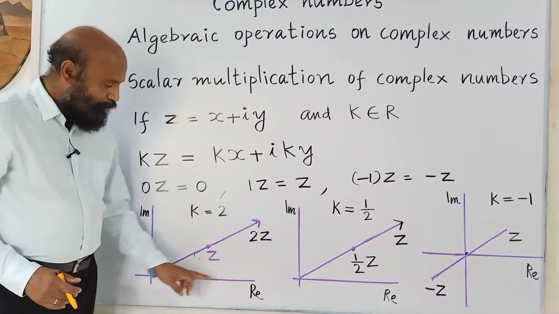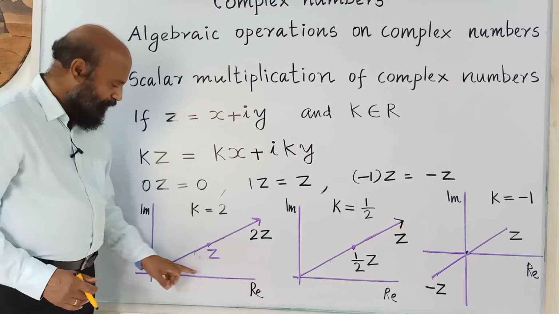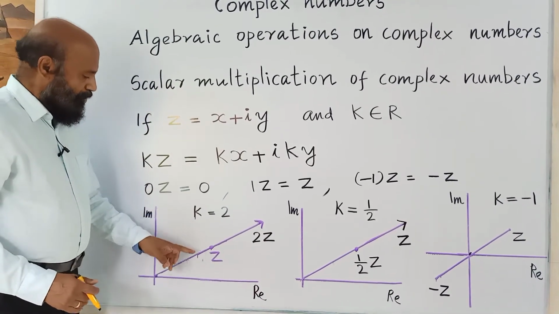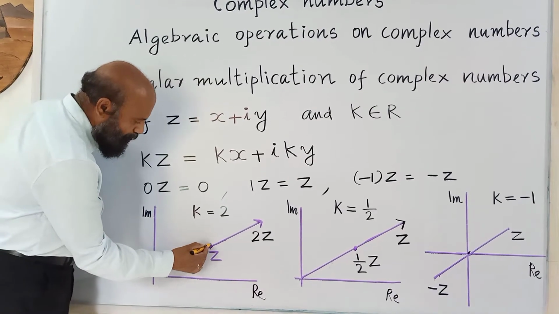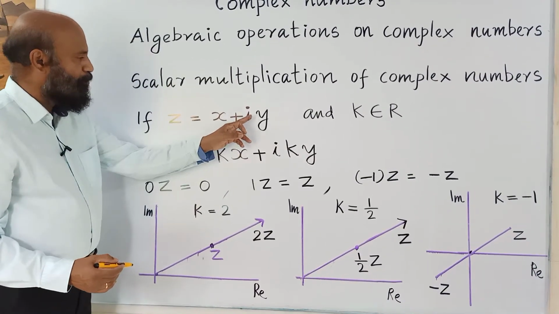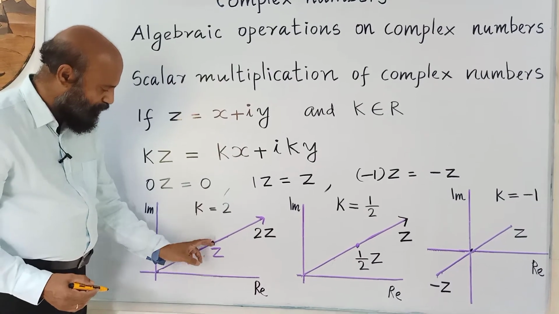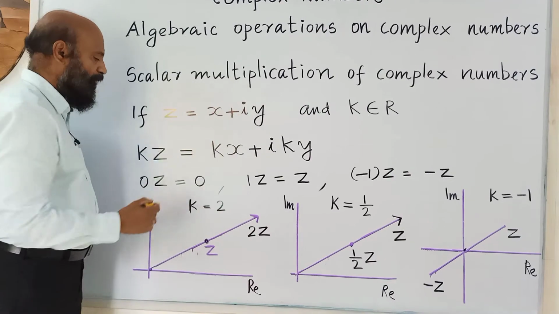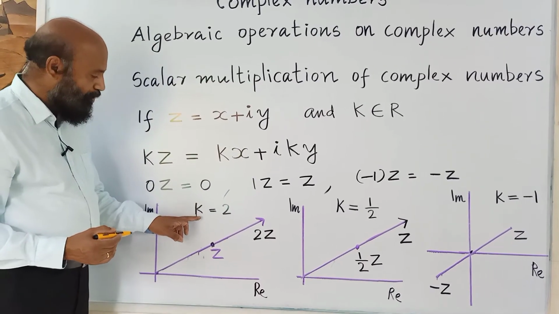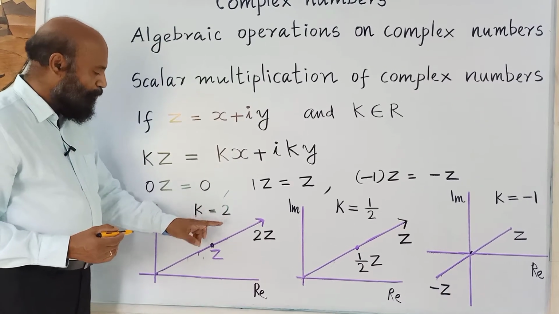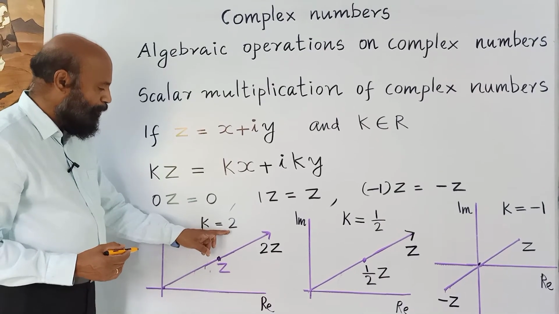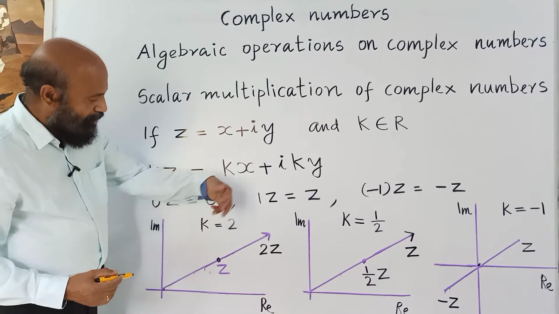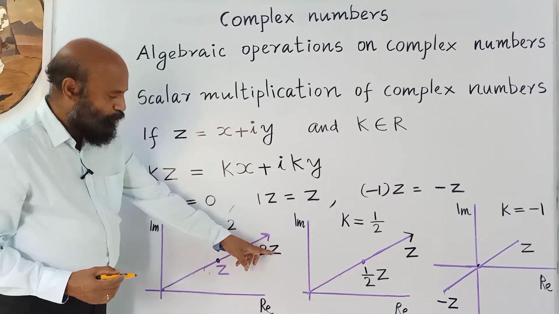Here the real part is marked along the x-axis and the imaginary part along the y-axis. This point is representing the complex number x plus iy. So this is x and this is y. So this point will represent this complex number x plus iy. In the first example, k is 2. So this complex number z is multiplied by 2, it will become 2z. So if this is representing z, this will represent 2z.